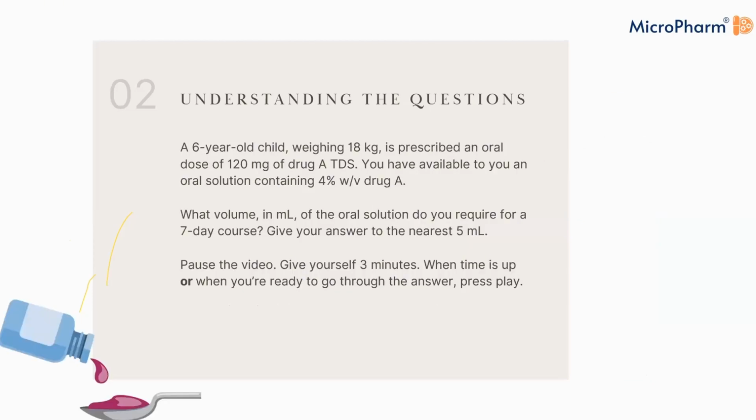So we have a 6-year-old child who weighs 18 kilograms and they're prescribed an oral dose of 120 milligrams of drug A 3 times a day. You have available to you an oral solution containing 4% weight per volume of drug A. What volume in milliliters of the oral solution do you require for a 7-day course? Give your answer to the nearest 5 milliliters.